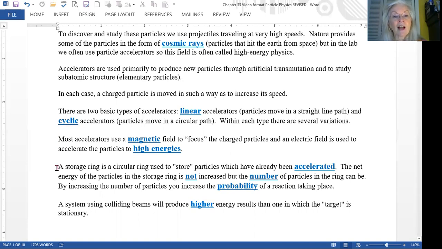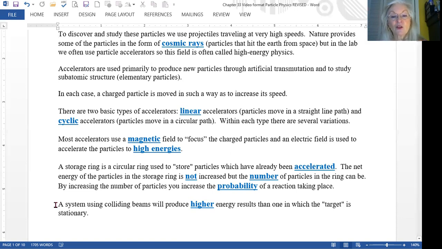So one particular aspect of an accelerator might be to use a storage ring. A storage ring stores particles that have already been accelerated. So why would we want to do that? Well, it doesn't change the energy of the individual particles, but by increasing the number of particles, you increase the probability that a reaction will take place. So storage rings increase the probability of a reaction taking place because it increases the number of particles you'll then shoot down at your target.